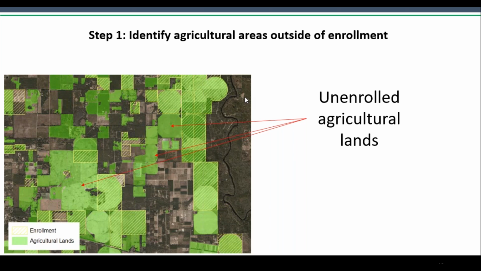You can see that the enrollment is the hatched yellow and the agricultural land use is the green, and any green that does not have the hatched yellow over it is considered unenrolled, and we don't have information about that producer and what they're doing on the landscape.